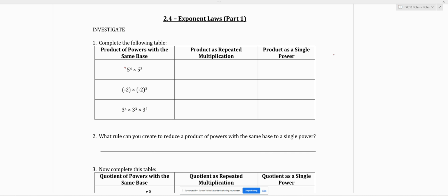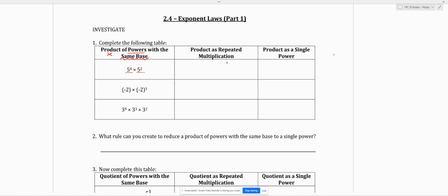So we're going to discover these with a little bit of recognition of patterns. Over here, I have a product of powers in this column with the same base. Well, product means I'm multiplying, and I have powers. In this case, 5 to the 4 is a power, 5 to the 2 is a power, and they have to have the same base. They both have 5s as their base. If it meets those requirements, we're going to discover a special law we can use to let our math life go a lot faster and easier.